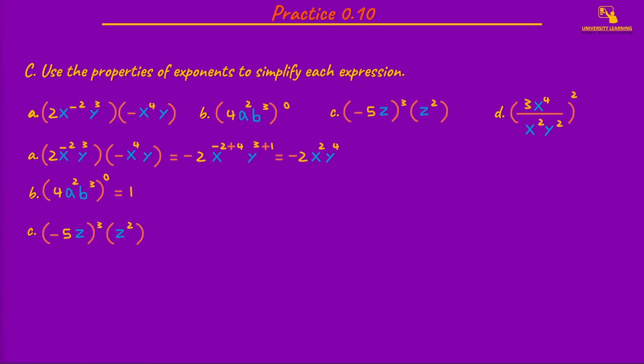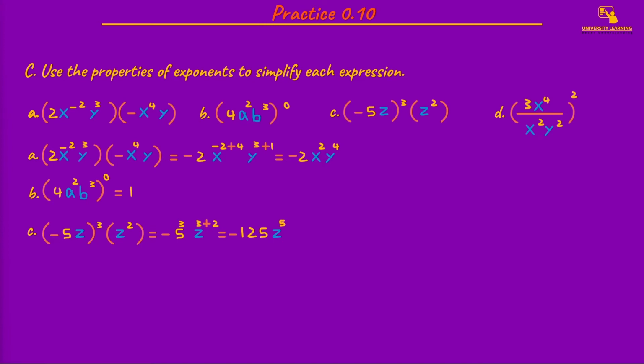So we are going to distribute the cubed exponent. So it will be negative 5 cubed and z cubed, and we have another z squared, so we are going to add them. It will be z to the power 3 plus 2. It will equal negative 125, which is 5 multiplied by itself 3 times, and z to the 5th power.